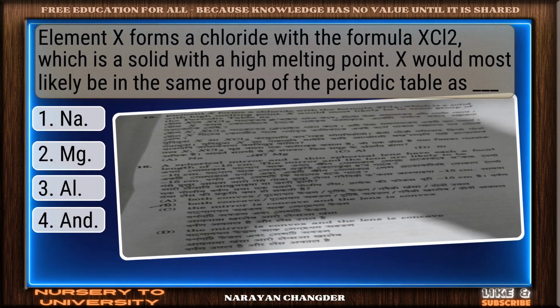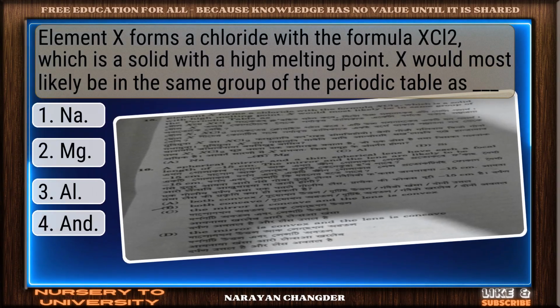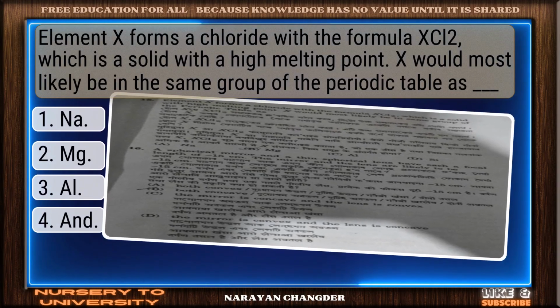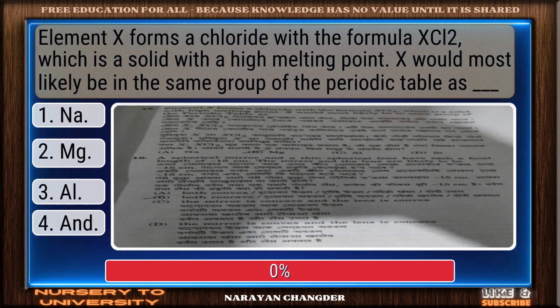Element X forms a chloride with the formula XCl2, which is a solid with a high melting point. X would most likely be in the same group of the periodic table as dash.